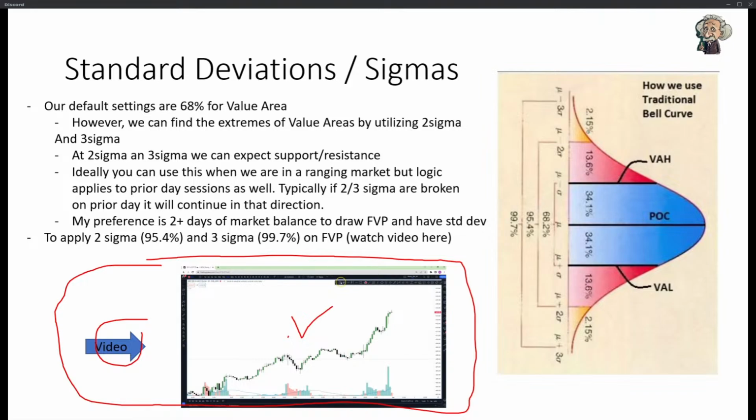But typically, we want to use this on bracketed or balancing markets. And right now, we are in balance in a larger time frame, but not necessarily on weekly or monthly time frames.